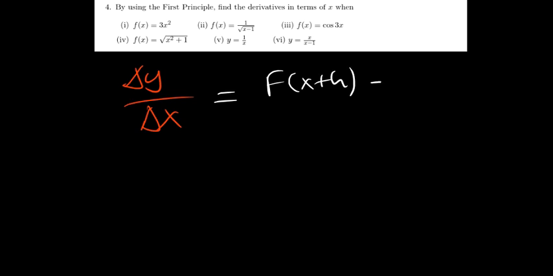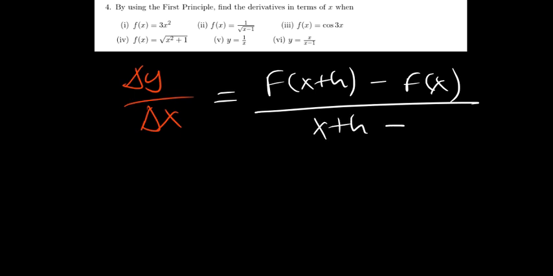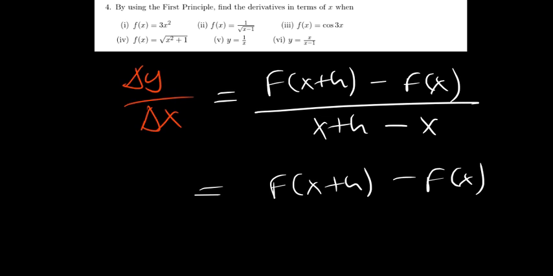Alright, so let's handle question 4, which is dealing with the first principle. I've already explained what the first principle is. The first principle is the case where they want you to build your derivatives from the very definition of the gradient, where we know the gradient is a change in y over change in x. So change in y is the function of x plus h minus the function itself, divided by x plus h minus x, which reduces to f of x plus h minus f of x and then just h.